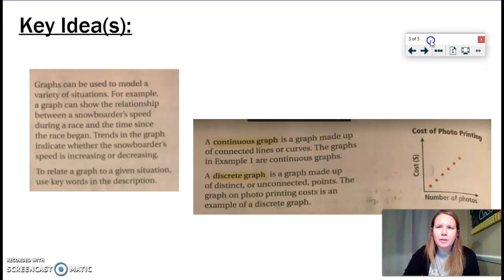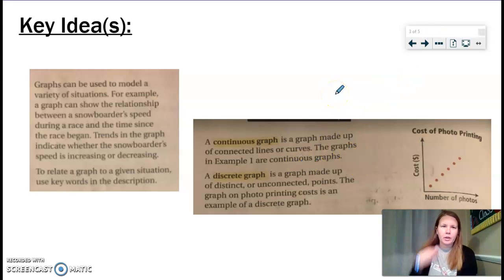All right, so a couple different key ideas here. I took these straight from the book, so if you have a copy of the book, you can look in there as well. The first one says that graphs can be used to model a variety of situations. For example, a graph can show the relationship between a snowboarder's speed during a race and the time since the race began. Trends in the graph indicate whether the snowboarder's speed is increasing or decreasing. To relate a graph to a given situation, use keywords in the description.